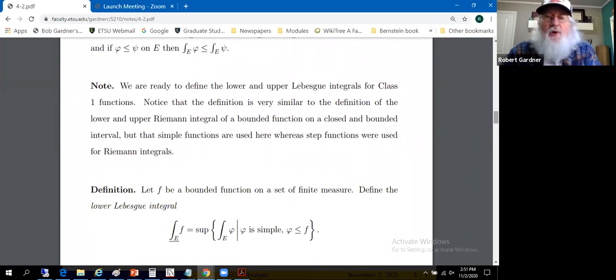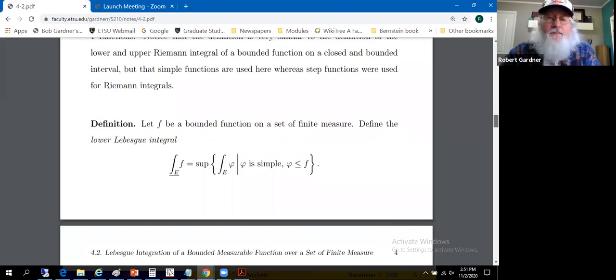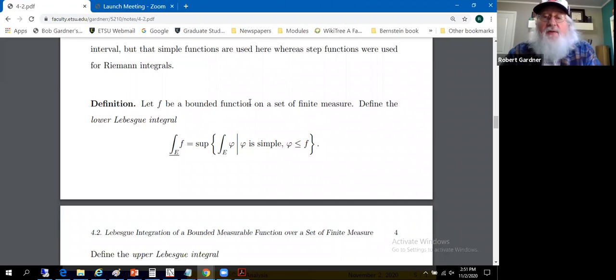So moving on to class 1, we're going to define lower and upper Lebesgue integrals for class 1 functions. We're totally doing the same thing that Riemann did, except we're using simple functions, whereas Riemann used step functions. So the definition: let f be a bounded function on a set of finite measure. Define the lower Lebesgue integral to be the integral of phi, where phi is simple, and phi is less than or equal to function f. Take those integrals and then take a sup.